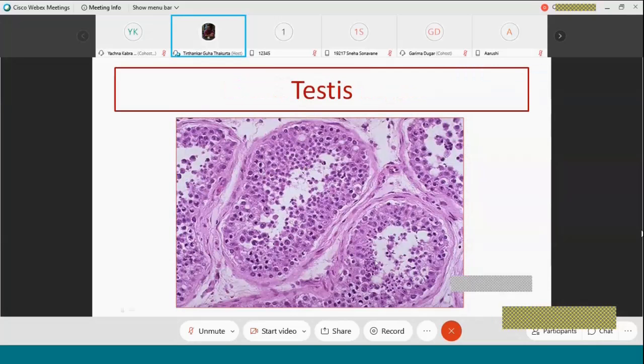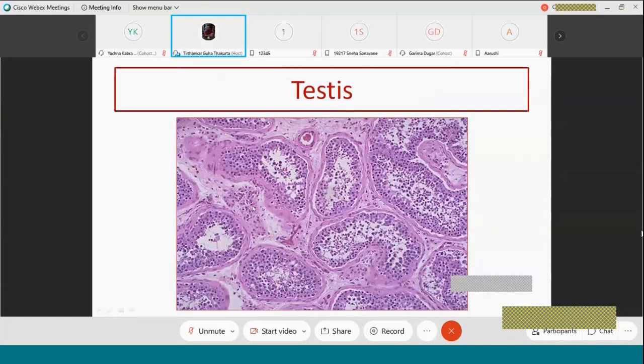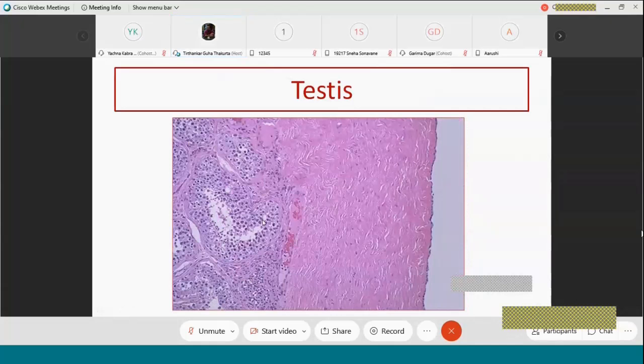Interstitial cells of Leydig are not very prominently seen here, but with special stain, you can see in between the tubule there are clusters of cells. So some of these clusters may actually represent the interstitial cells of Leydig. This is another way of looking at it. There are different seminiferous tubules, outside which there is a connective tissue capsule. This is the tunica albuginea, if you see the corner of the slide.